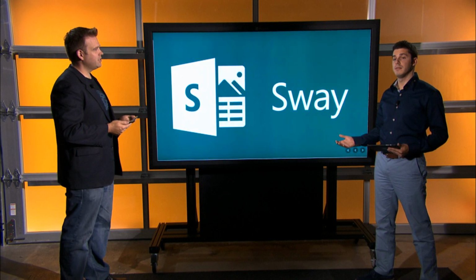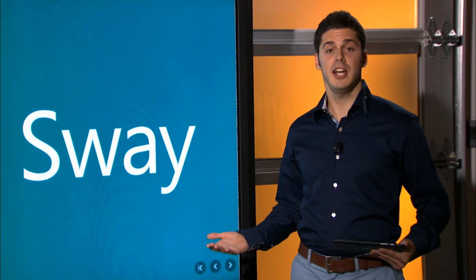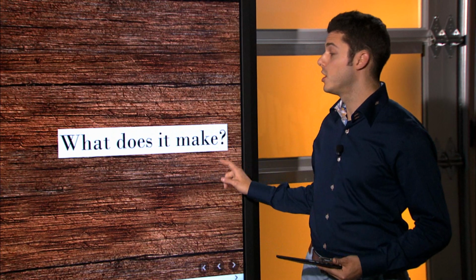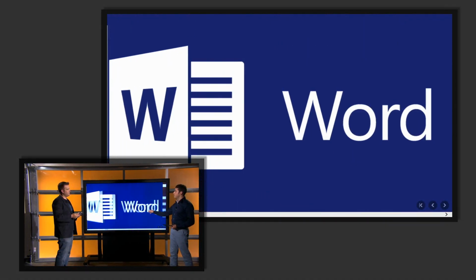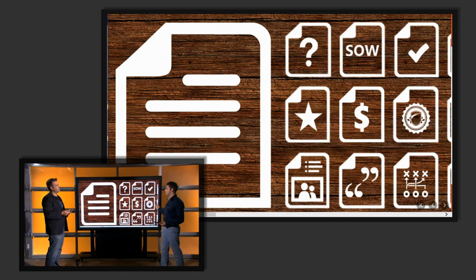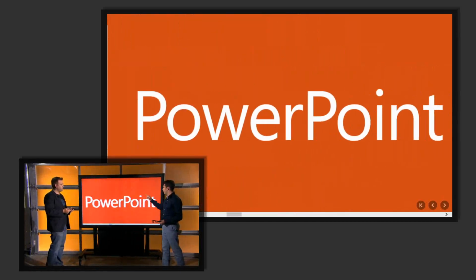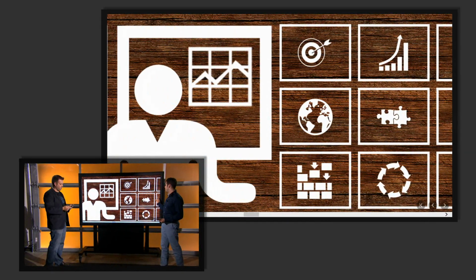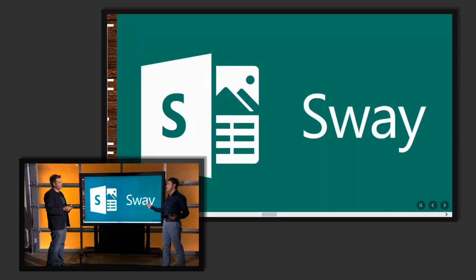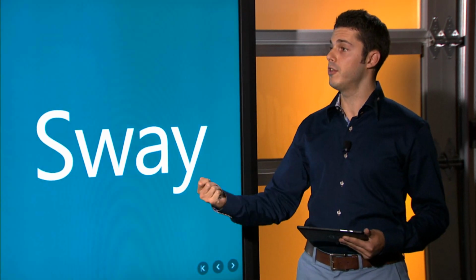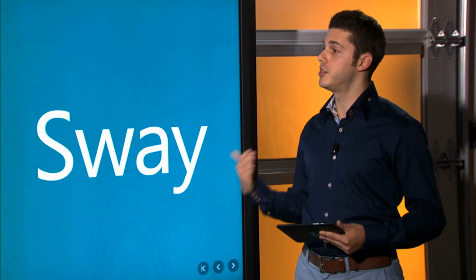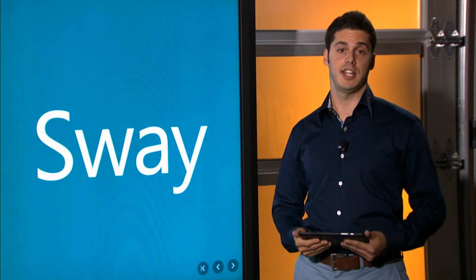So David, what exactly is Sway? Is it a blog? Is it a presentation? Is it a document? Well, Jeremy, it can be all of those things, but it's not limited to any one of those things. So what exactly does Sway make? Well, just like Word makes all types of documents, like you see different examples here, right, and PowerPoint makes all types of presentations, Sway makes Sways, and it's a new thing. It's a digitally authentic, web-first new type of content, and it does so with assisted authoring and content aggregation.